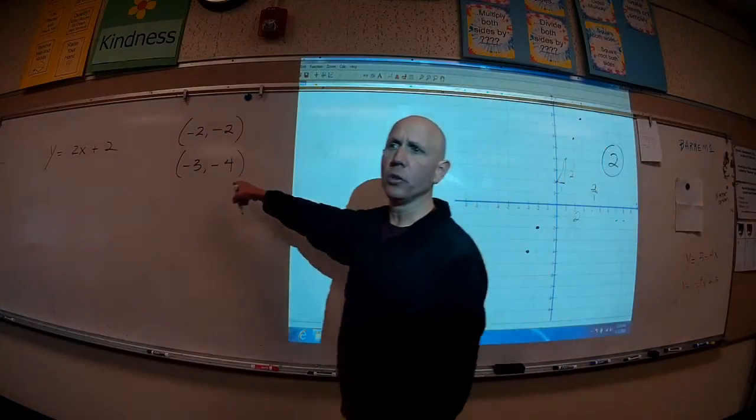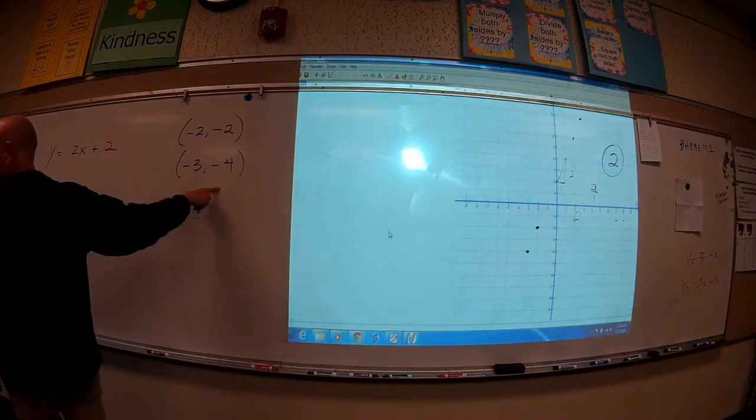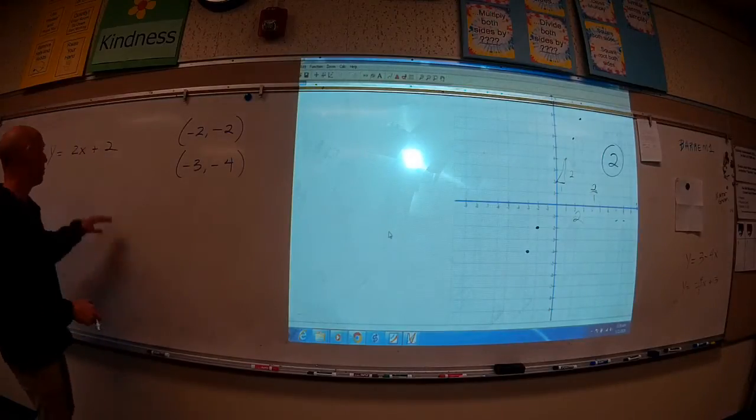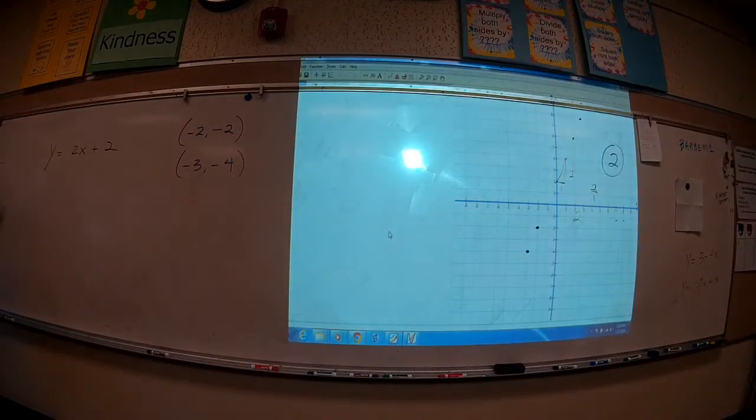Hey, what's the slope between these 2 points? 2. How do you know that, McMurtry? Because it's the same. What's the slope right here? 2. What's the slope right here? 2. It's all the same. Well, let's find the slope in these different places.